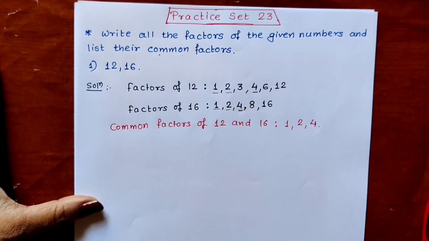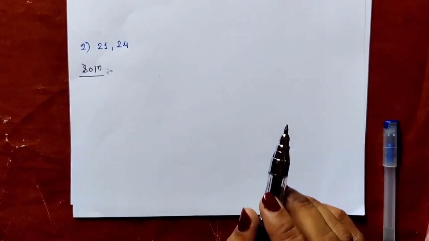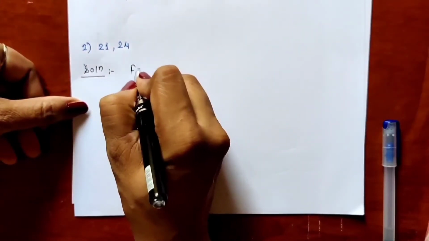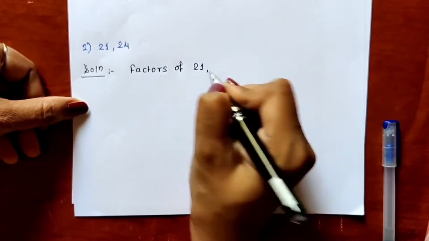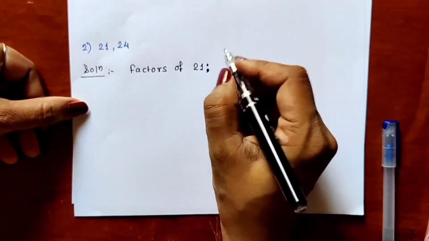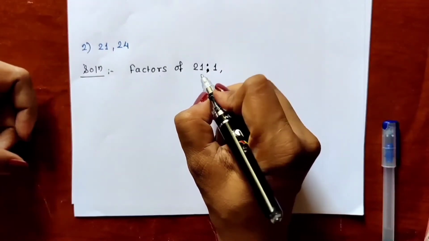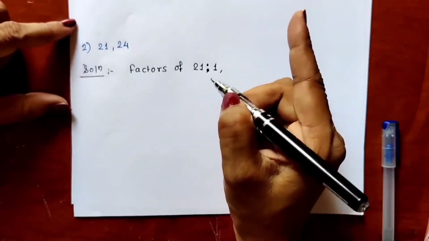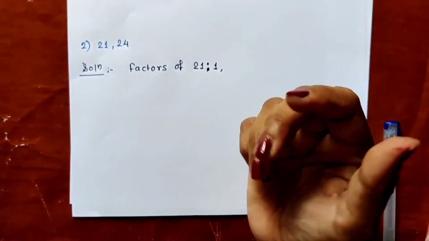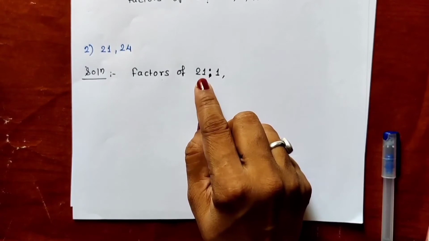Now let us see what is there in the second sum. Now second sum, 21 24. Let us start the solution. First write the factors of 21. Is divisible by 1. Is it divisible by 2? No, not possible, because 1 is in the unit place. For the divisibility of 2, we require 0, 2, 4, 6, then 8 in the unit place. But we have got 1 in the unit place, so it is not divisible by 2.